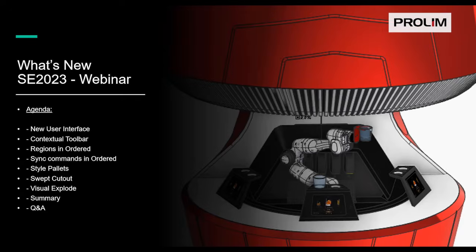We'll also look at the introduction of the style palettes that will help you achieve quicker and better looking models. We'll finally dig into some of the new assembly features and the new visual explode command. And then lastly, we'll do a quick Q&A after this presentation. So please, if you don't mind, hold all your questions till the end of the presentation and we'll get to all the questions you may have. So let's go ahead and get into it.